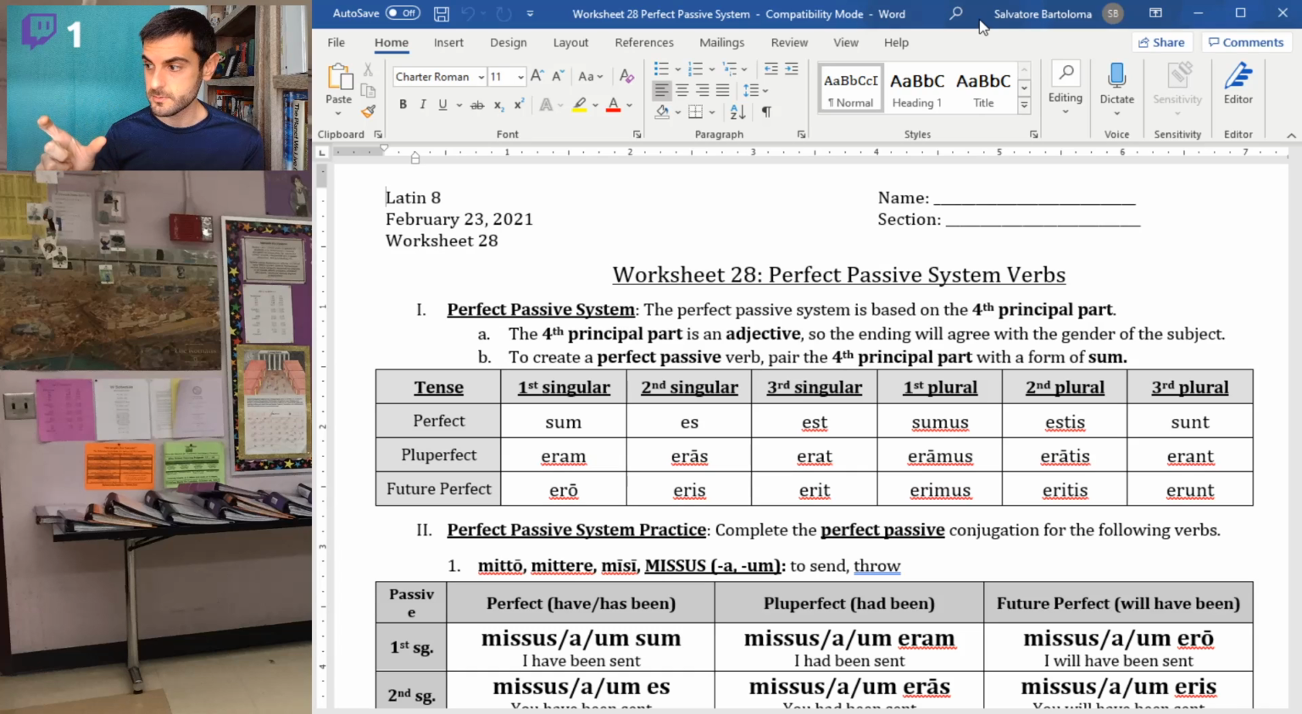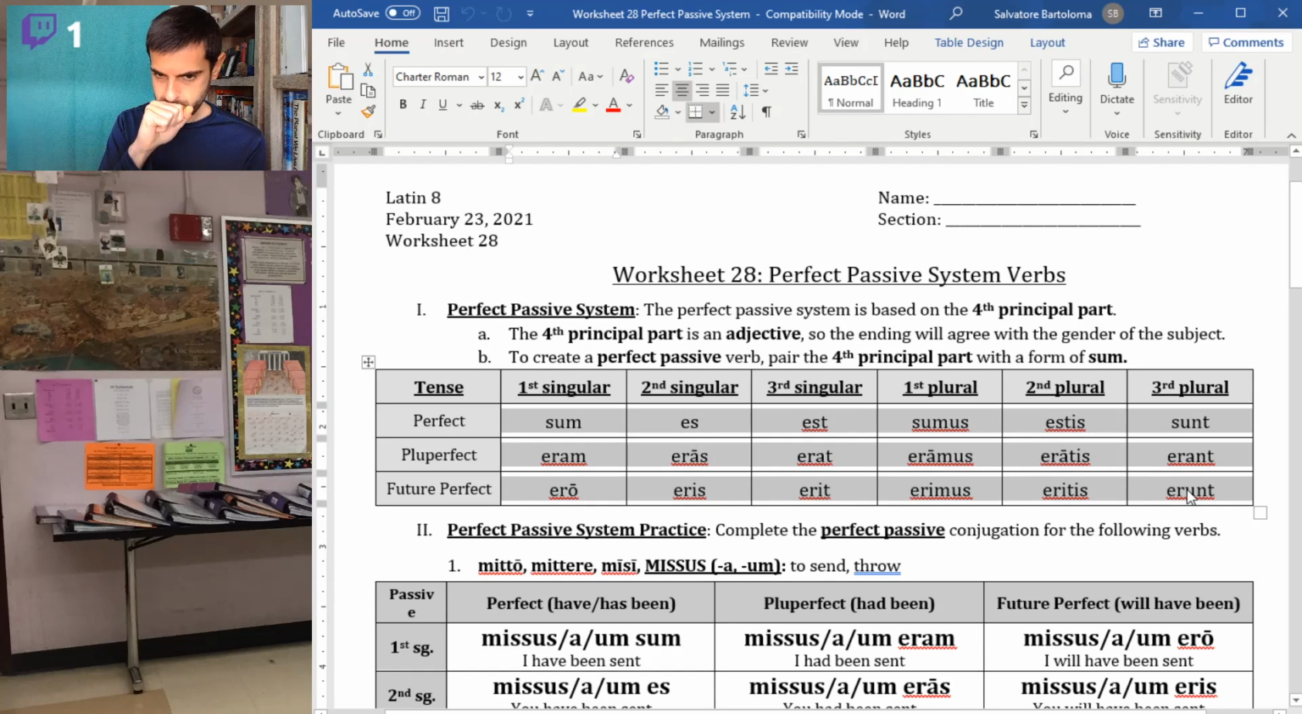So you have an -us, -a, -um situation. If the subject of your sentence is masculine, you're going to use -us. If it's feminine, you're going to use -a. If it's neuter, you're going to use -um. And you can also make it plural, right? Missus, masculine singular, missi, masculine plural, missa, feminine singular, missae, feminine plural, missum, neuter singular, missa, neuter plural. So it's first and second declension. Once you've cleared that hurdle, smooth sailing, because you essentially just take that form and pair it with sum.